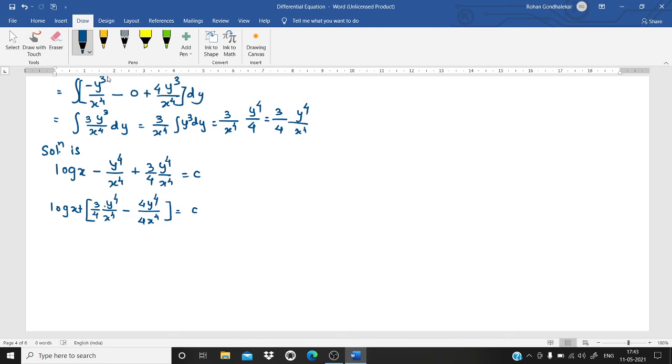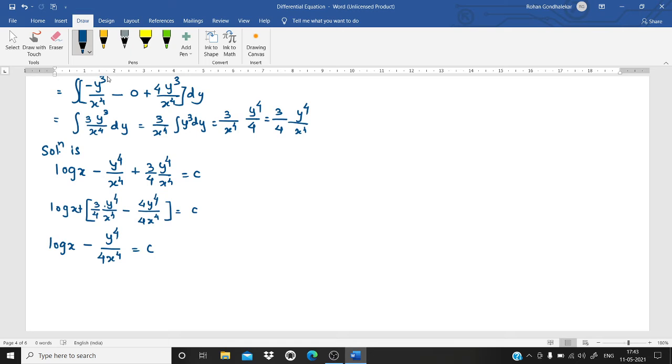Now, how much is it? Your 3y raised to 4 minus 4y raised to 4. The answer is minus y raised to 4. So hence log x minus y raised to 4 upon 4x raised to 4 equals c. Are you clear with this?